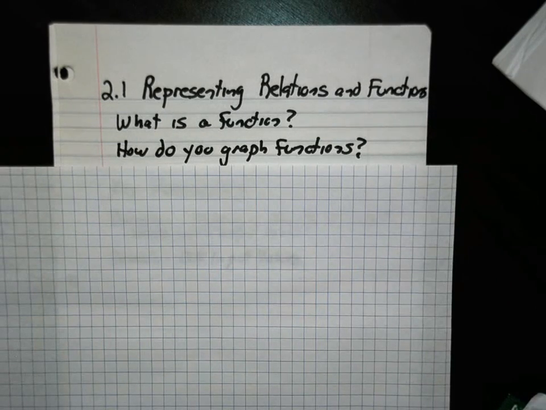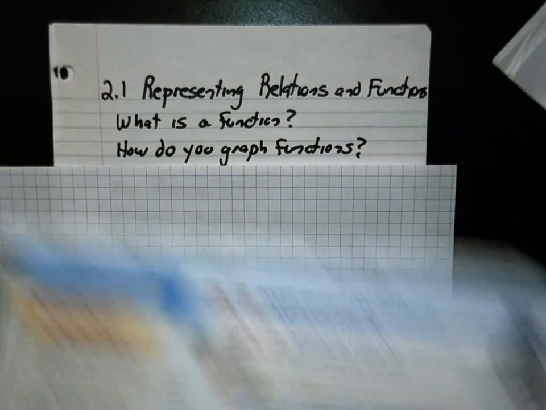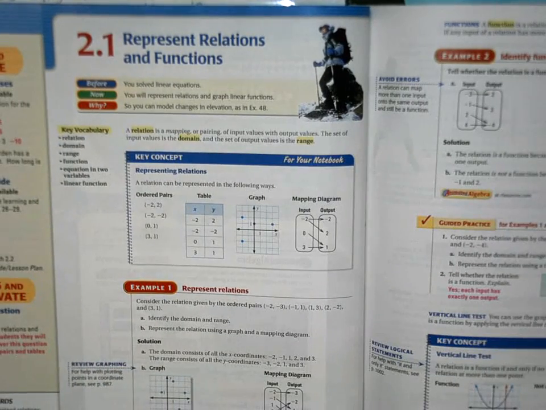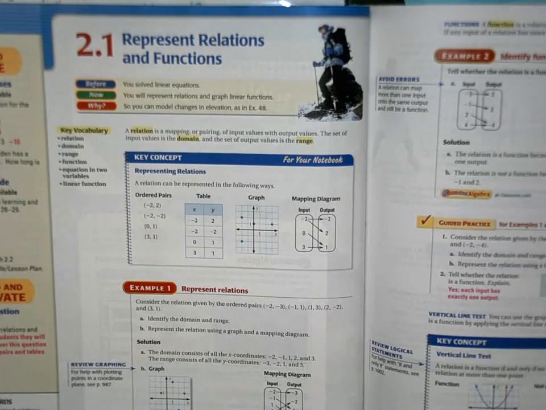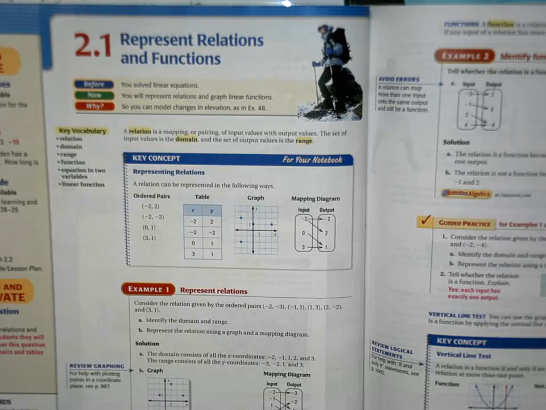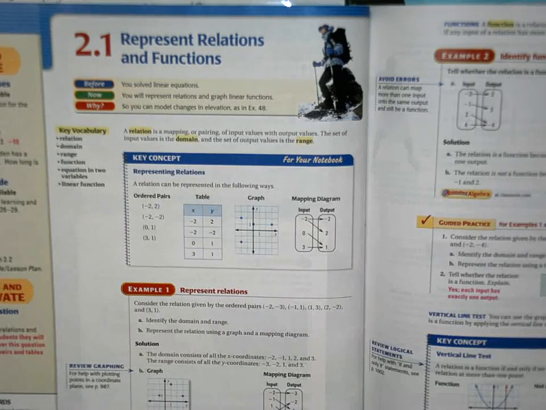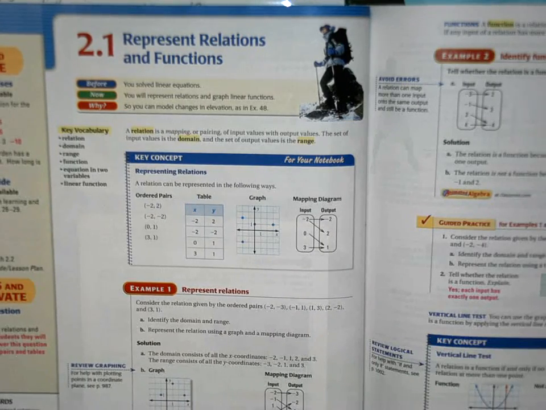Before we move into the section, I want to look at a couple of vocabulary terms that are in your textbook. So we'll pull the textbook up right here. The first one is a relation. A relation is a mapping or pairing of input values with output values. The set of the input values is the domain and the output values is the range.